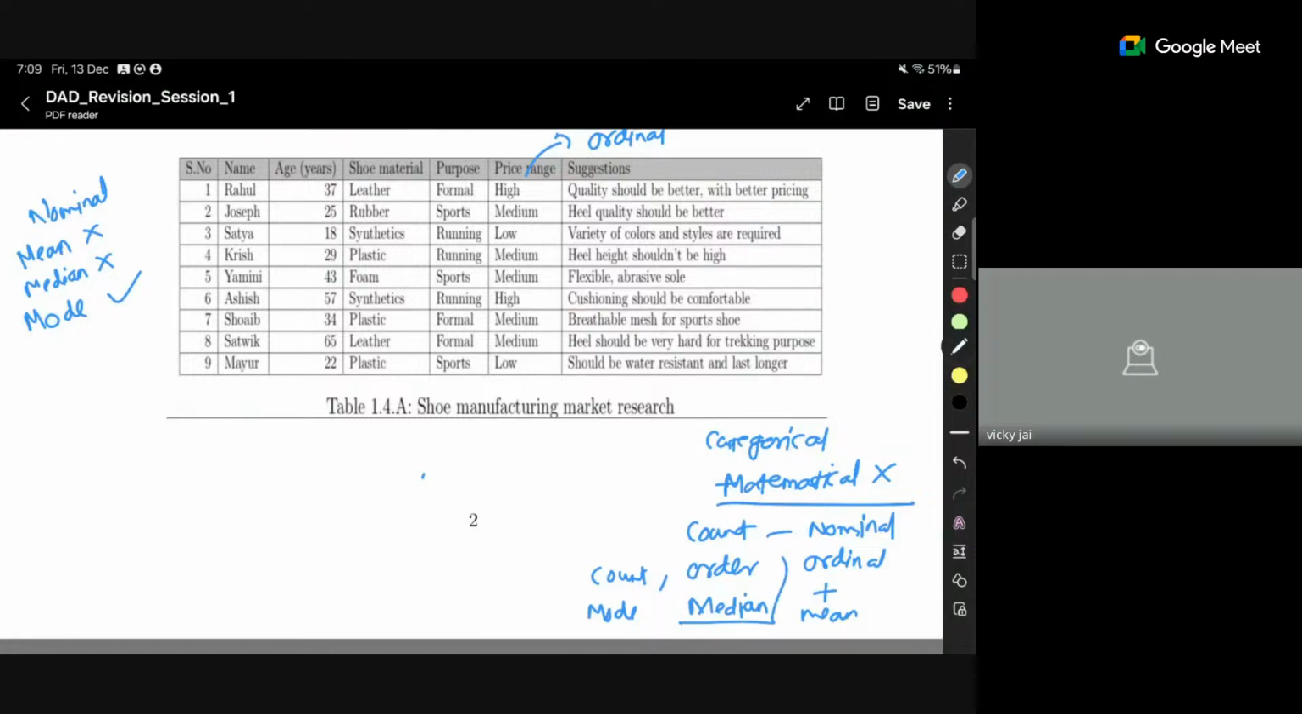Now you can see counting we can do of this. How many highs are there? How many mediums are there? How many lows are there? So we can find the mod of it, right? Counting we can do, so mod is possible.